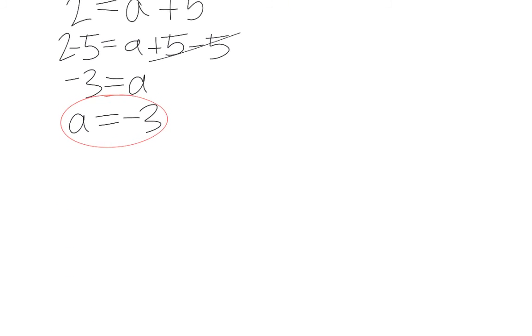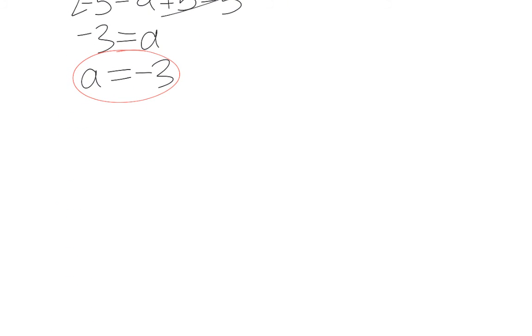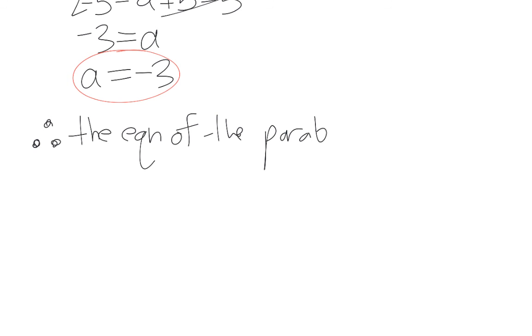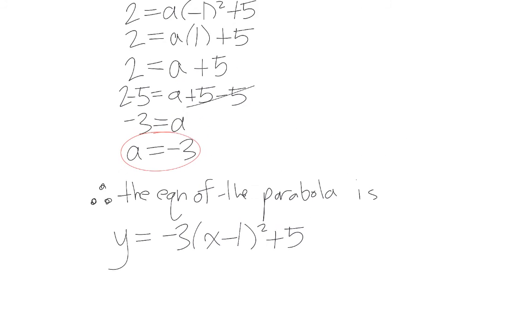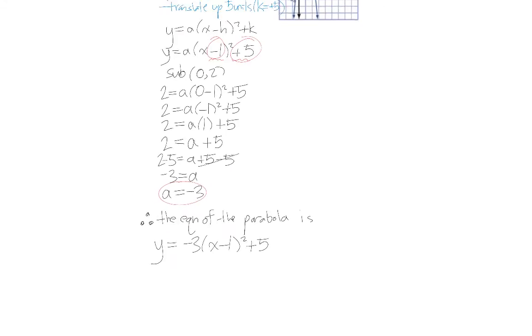And I'm going to do that all the way over here. I'm going to write that as a therefore statement. Therefore, the equation of the parabola is y equals negative 3 bracket x minus 1 squared plus 5. And there you have it. The equation of the parabola in vertex form.